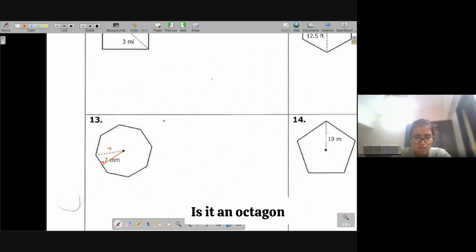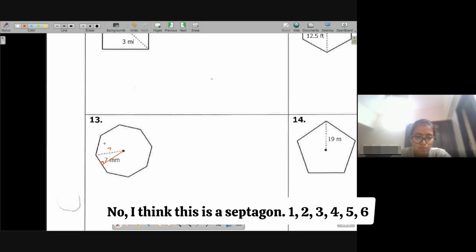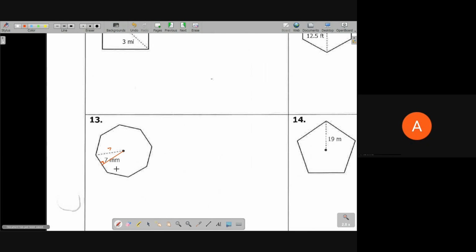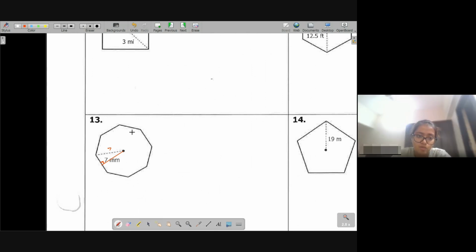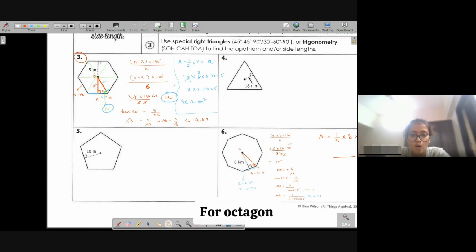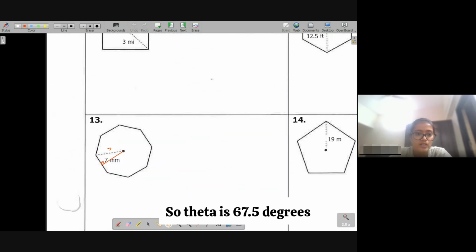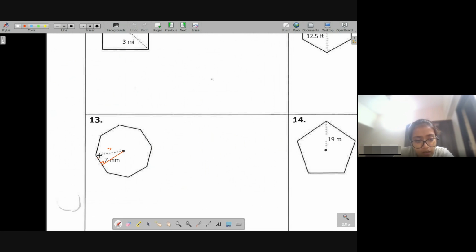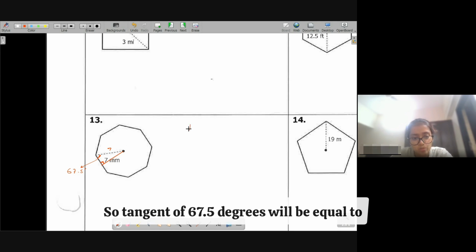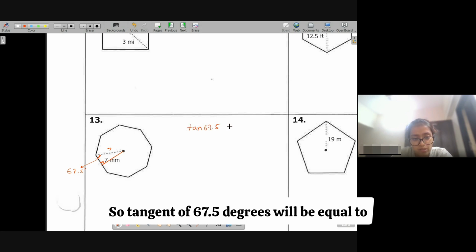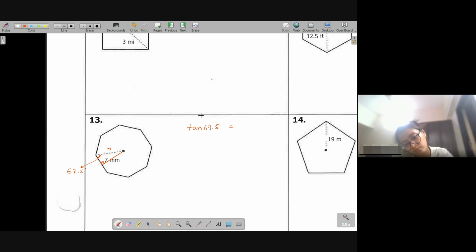And what is this? Is it an octagon? No, I think this is a septagon. 1, 2, 3, 4, 5, 6. Octagon, yes, we did for octagon as well. For octagon, each interior angle was 135 degrees. So theta is 67.5 degrees. We want to find out the apothem. So tangent of 67.5 degrees will be equal to the apothem over, SOHCAHTOA, tangent is opposite over adjacent, and adjacent is 7.